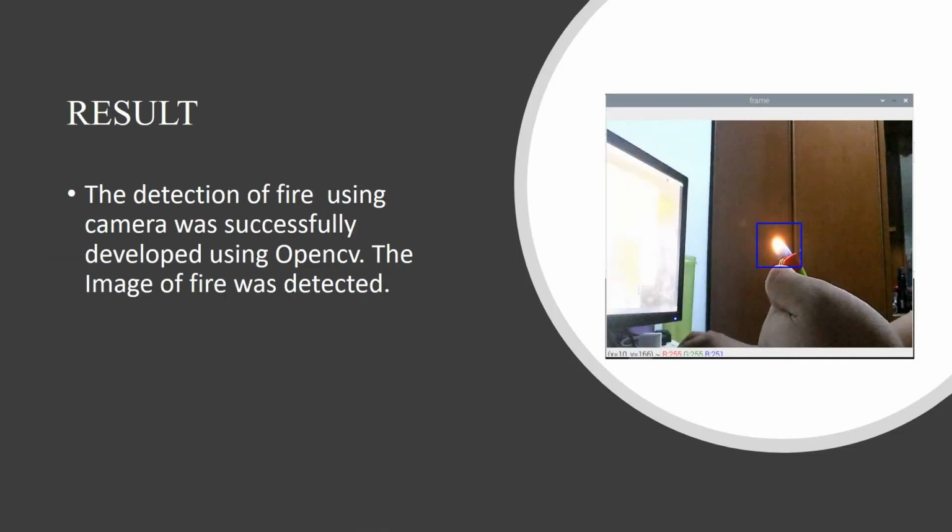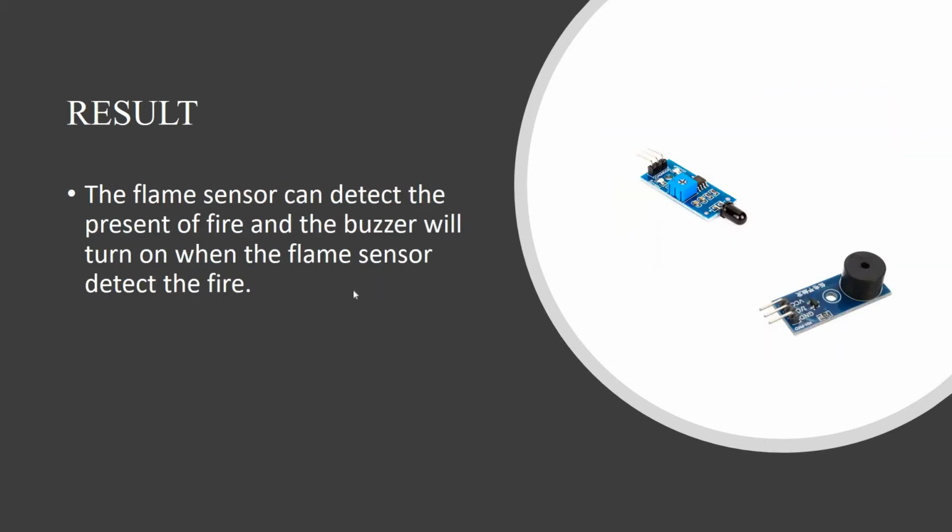So this is my findings, or results, from my project. The detection of fire using the camera was successfully developed using OpenCV. The image of fire was detected just in the box there, the fire detector. Next, the flame sensor. This flame sensor can detect the presence of fire, and the buzzer will turn on when the flame sensor detects the fire. This is the buzzer module.